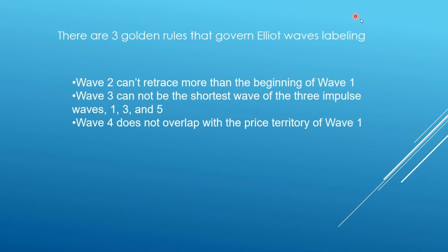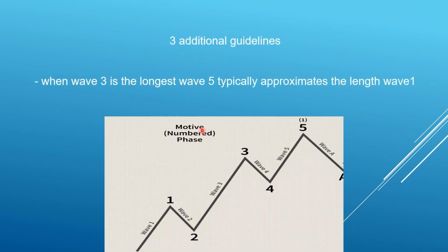If you are going to keep only one thing out of this webinar, keep this slide. Okay, wave 2 cannot retrace more than the beginning of wave 1. Wave 3 cannot be the shortest wave of the 3 impulse waves, wave 1, 3, and 5. And wave 4 does not overlap with the price territory of wave 1. These are the golden rules of Elliott. Out of all his work, this is the most important, and actually these are the principles that work when you count and get results in the actual markets, when you use these golden rules. There are additional guidelines.